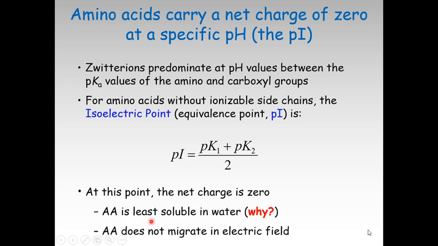The amino acid is least soluble in water. Why do you think so? Just give it a thought. The amino acid does not migrate in an electric field. Why? Because it is electrically neutral, right? The charges cancel out. Whereas below the PI, at pK1, it is positively charged, and at pK2 it's negatively charged.